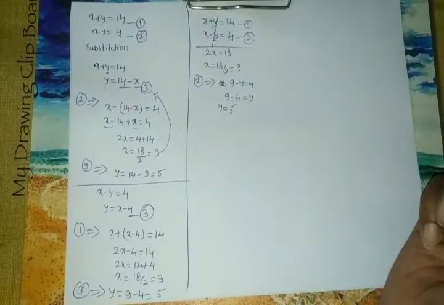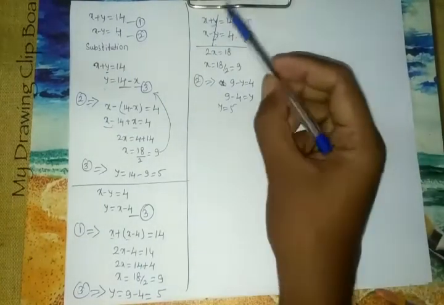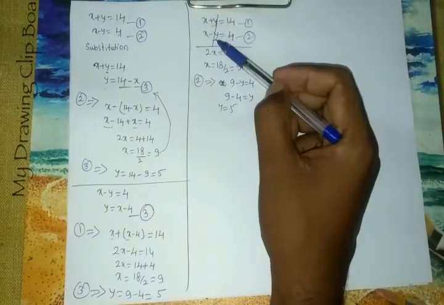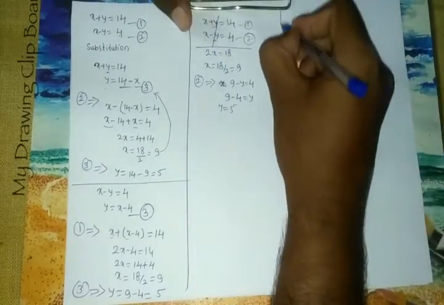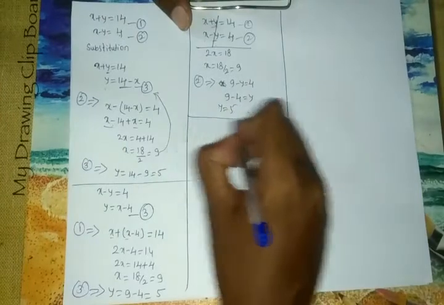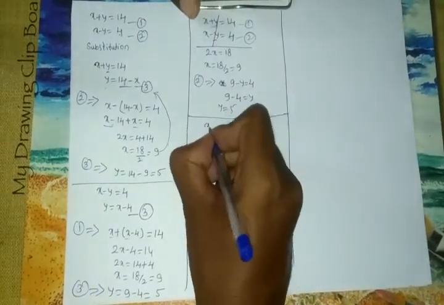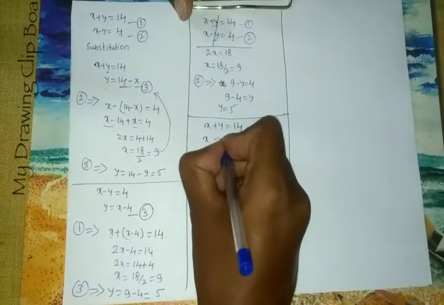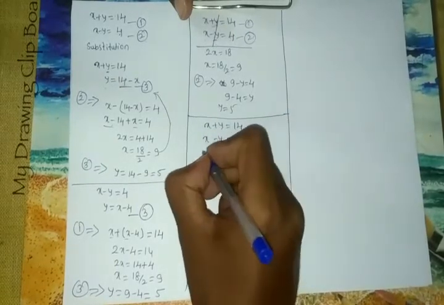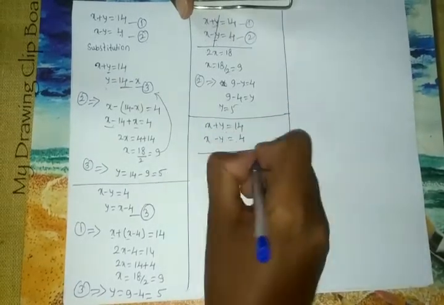It is not necessary that we have to eliminate y first, you can eliminate x also. So let me try to eliminate x first. In the other way I am trying to solve it. x plus y equals 14 and x minus y equals 4. So these two are the equations, we need to add them.